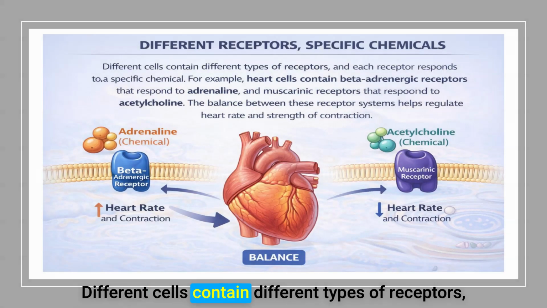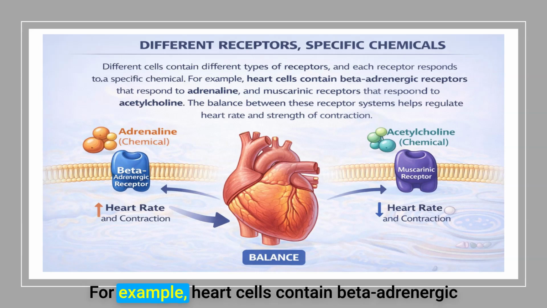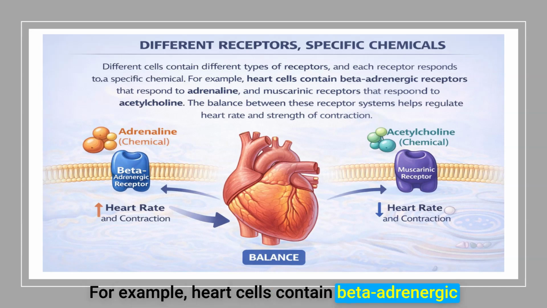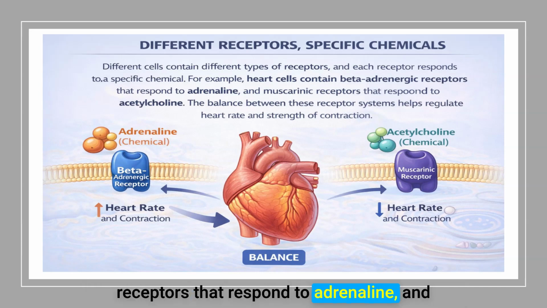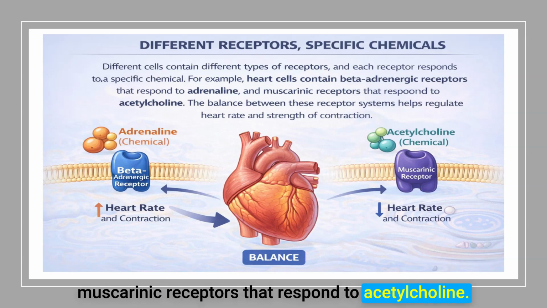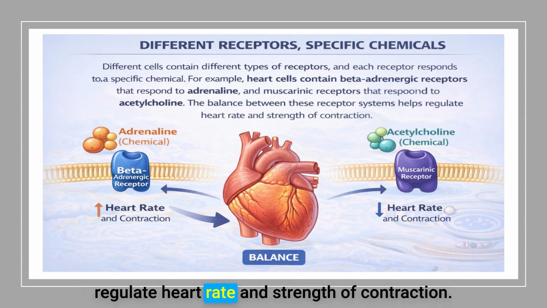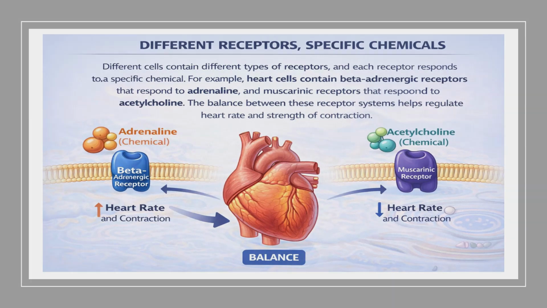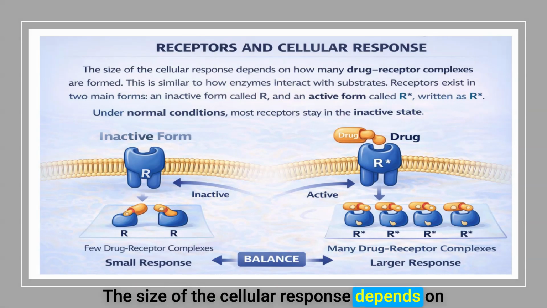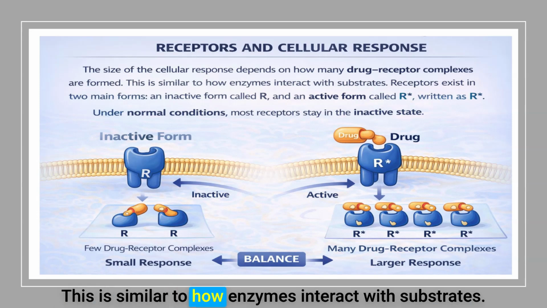Different cells contain different types of receptors, and each receptor responds to a specific chemical. For example, heart cells contain beta-adrenergic receptors that respond to adrenaline, and muscarinic receptors that respond to acetylcholine. The balance between these receptor systems helps regulate heart rate and strength of contraction. The size of the cellular response depends on how many drug receptor complexes are formed. This is similar to how enzymes interact with substrates.